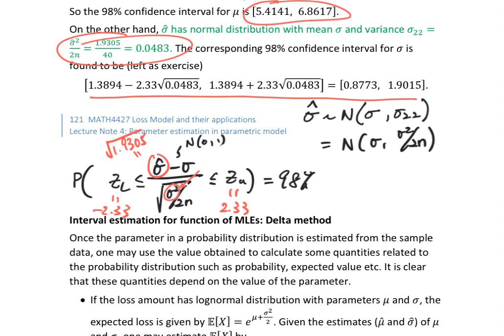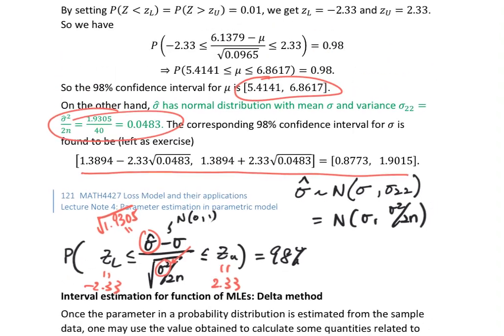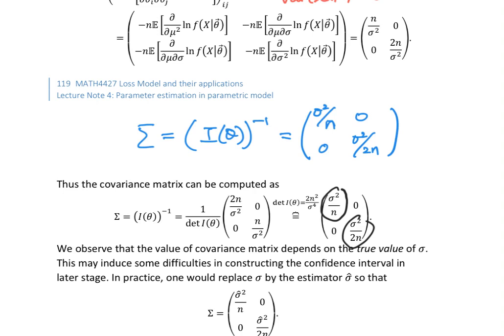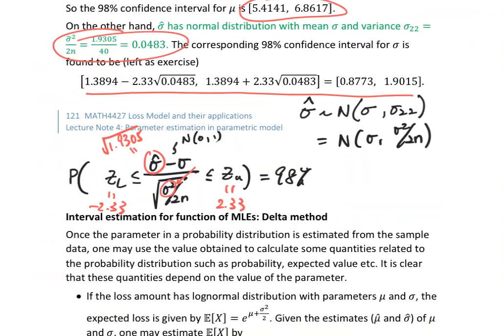So this is example 29, just telling you how to find the confidence interval for a parameter when your distribution has multiple parameters. The procedure is the same as what we did before, but when you get the variance of your individual parameter, you first have to obtain the covariance matrix of all the parameters. So this is example 29.